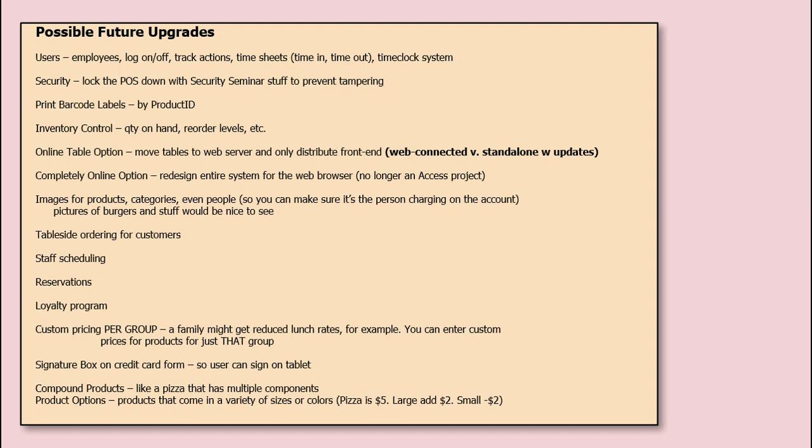There's also standalone with updates, which means that each of your systems is a standalone and can work if the internet goes down. And then at the end of the day, or at regular intervals that you set, it just posts all of its updates to a server in the background. That's a little more robust, but it takes a lot more effort to set up. So we'll talk about both of those options. Then, of course, there's the completely online option, which is a redesign of the entire system to run in a web browser, which no longer becomes an Access project at that point, and we'll talk about that in a different seminar, something like ASP or JavaScript.